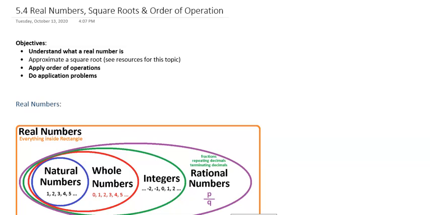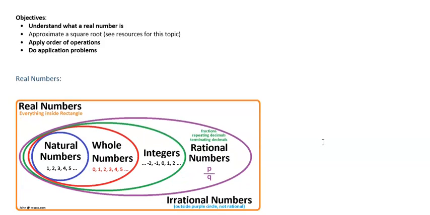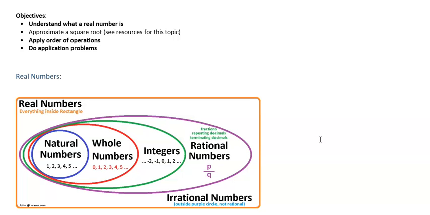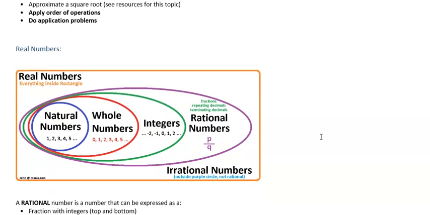Okay, in this section we're going to be talking about real numbers, square roots, and order of operations. So we're going to understand what a real number is and apply the order of operations and do some application problems. I am not going to talk about approximating a square root because I know most people are going to use their calculator. You can look in the resources for that if you want to know how to approximate.